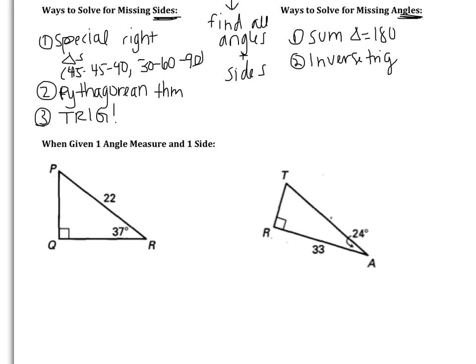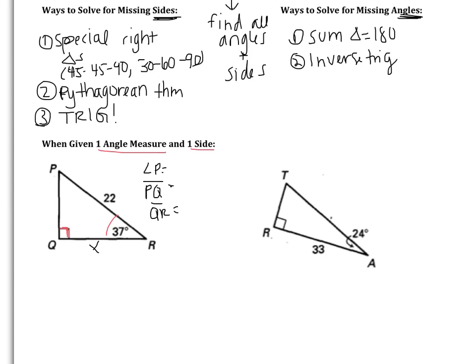So the first 2 examples have to do with when you're given 1 angle measure and 1 side. So let's look at that example to the left. We have triangle PQR, we have this right angle, we have this 37-degree angle, and we have a side. So we're missing 2 sides and an angle. So I need to find angle P, I need to find side PQ, and I need to find side QR. So 3 things to solve for.